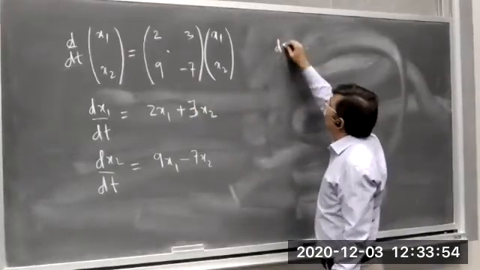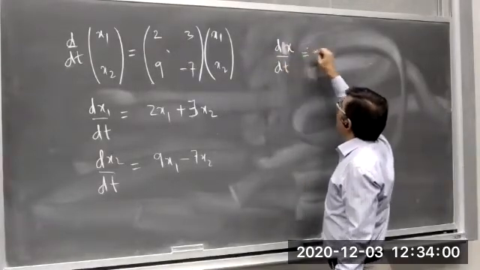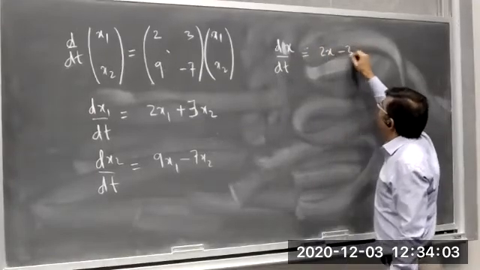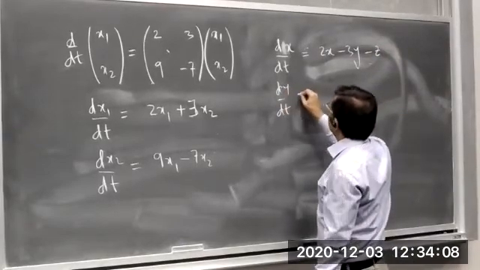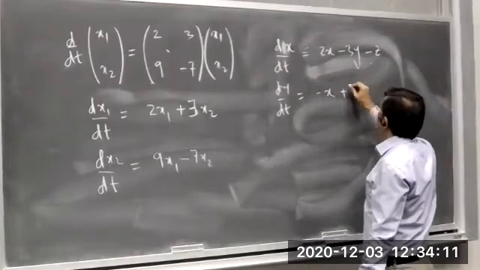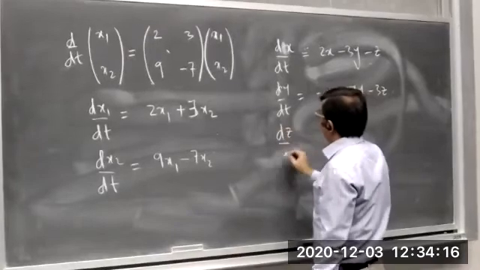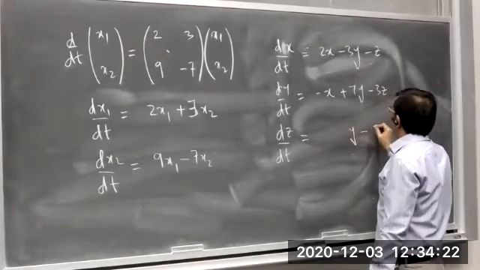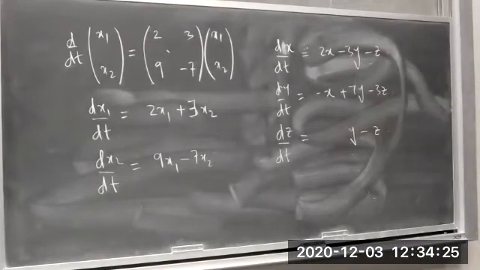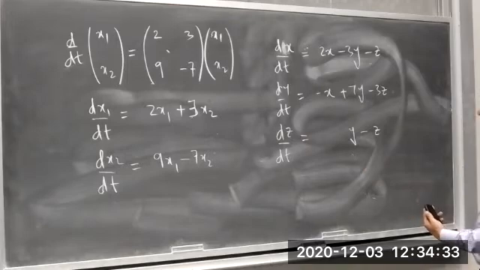For example, dx/dt is equal to 2x minus 3y minus z, and dy/dt is equal to negative x plus 7y minus 3z, and dz/dt could be only y minus z. Okay. This is a 3 by 3 system. It has 3 dependent, unknown variables, and t is the independent variable.